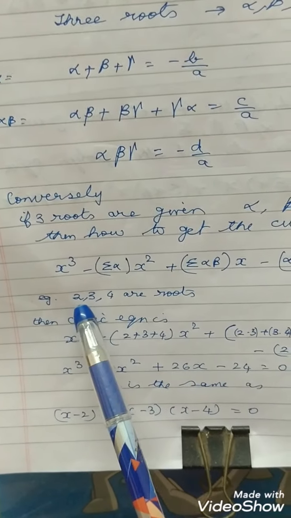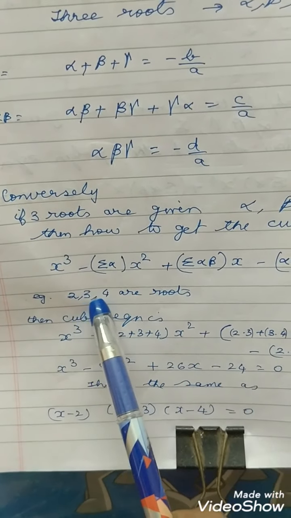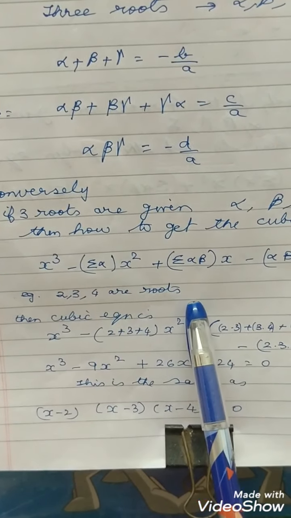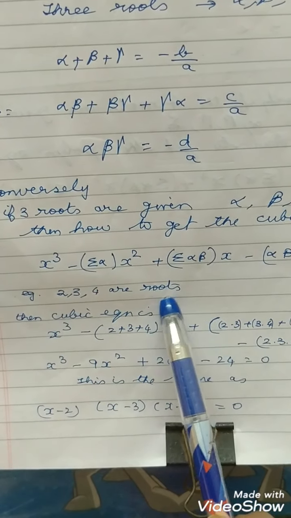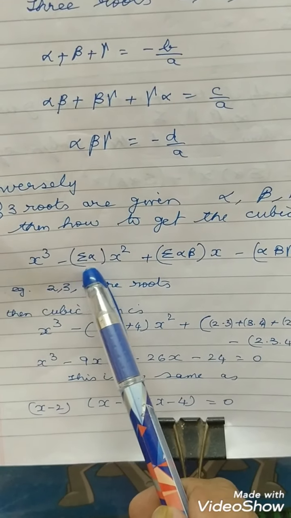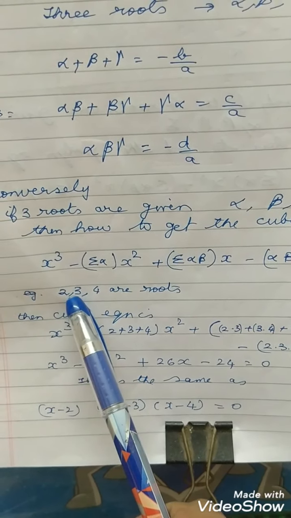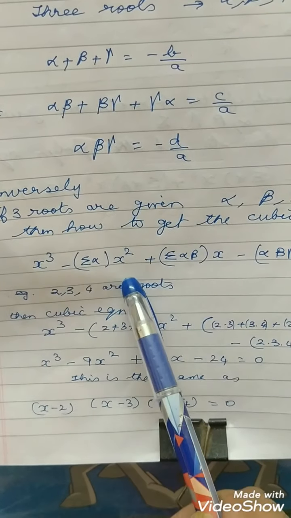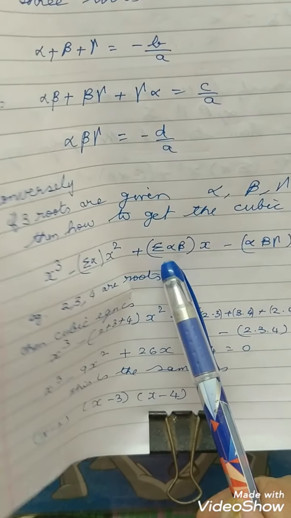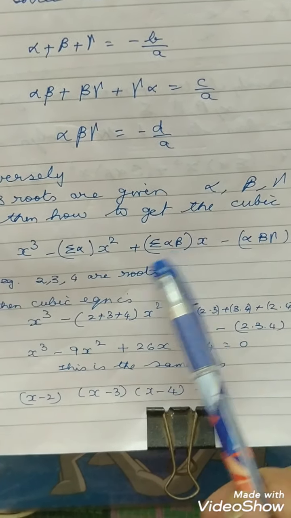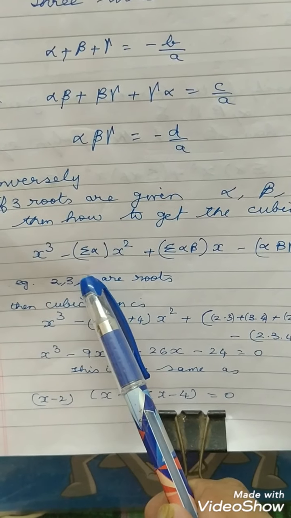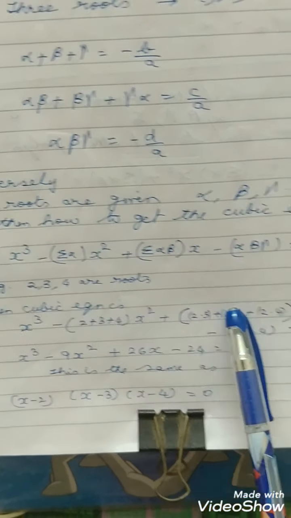I'm just giving you one example. If the three roots are 2, 3 and 4, how will you get the cubic equation? x cubed as it is, minus the summation of the roots. What is the summation of the roots? 2 plus 3 plus 4, into x squared, plus the summation of the product of the roots in pairs. That means 2 into 3, 2 into 4, and then 3 into 4. All that you have to add up.